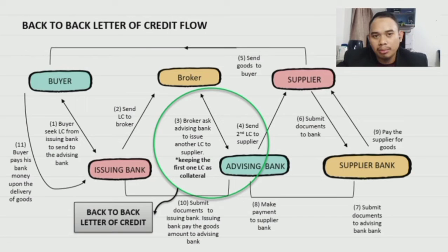In the next step, the supplier's bank pays the supplier for the goods, and the broker's bank sends the documents to the buyer's bank, which is the issuing bank. The bank scrutinizes the documents and pays the broker's bank the amount listed in the first letter of credit. And lastly, the buyer pays their bank, the issuing bank, the money upon the delivery of the goods from the supplier.